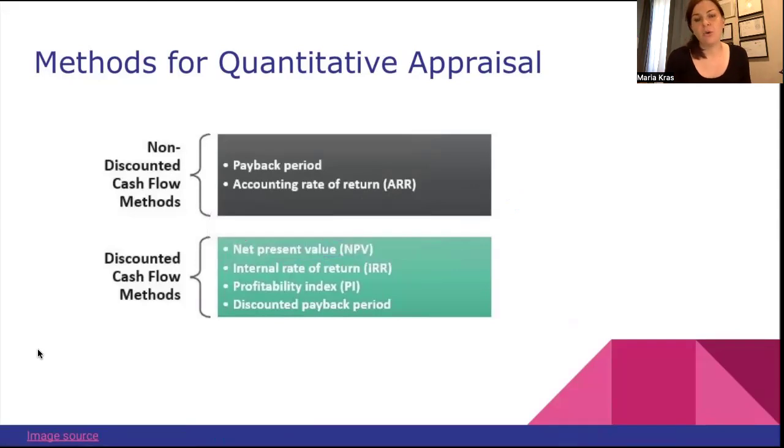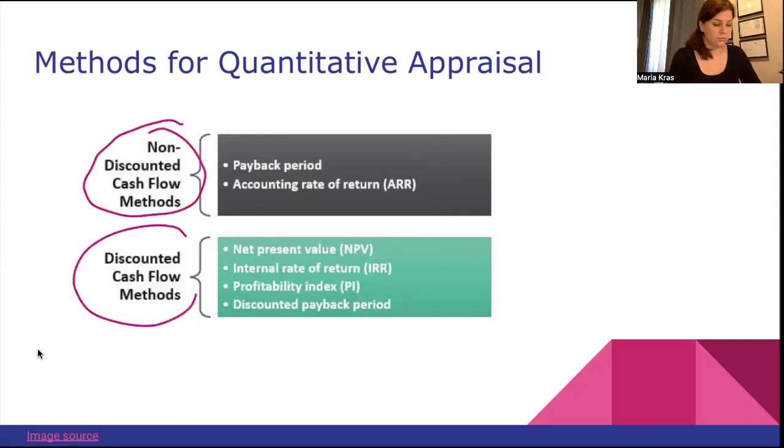Okay. So what are the methods for quantitative appraisal? There are quite a few of them, but let's see only those that IB uses for the course. So there are non-discounted cash flow methods, and there are discounted ones. The non-discounted cash flow methods do not consider the time value of money, the inflation, and we'll discuss it in a second. And we would have studied this in the previous lessons.